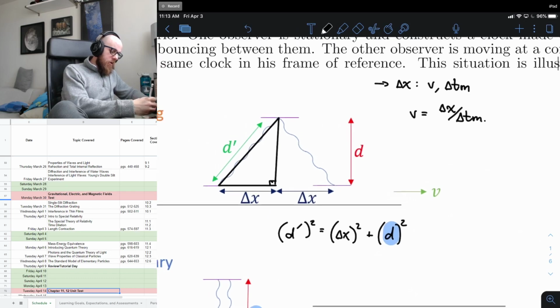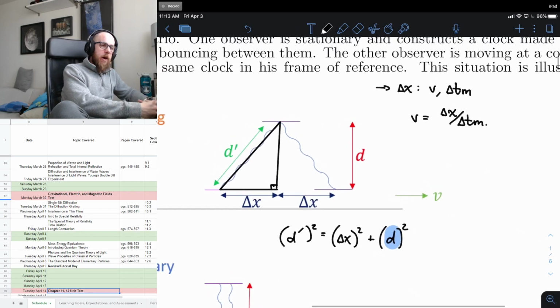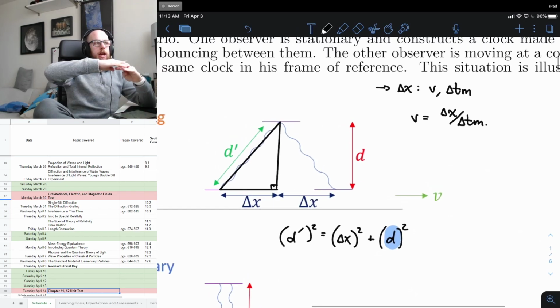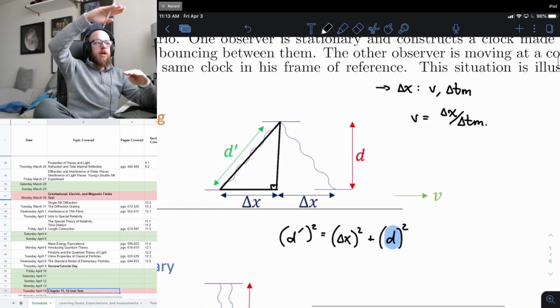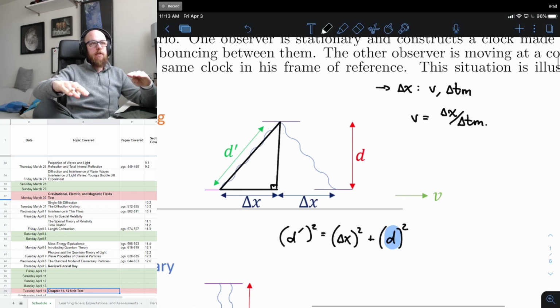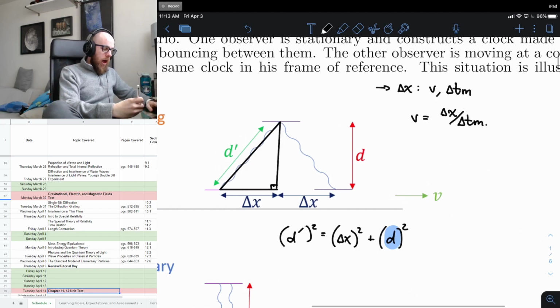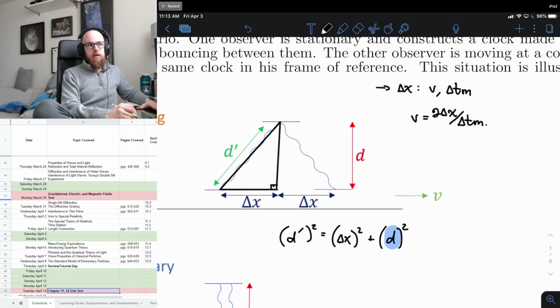It turns out that the way that I'm measuring time is the time it takes for the beam of light to travel from the bottom mirror to the top mirror and then back again, okay? And so it will actually travel a distance of 2 delta x over delta t, okay?